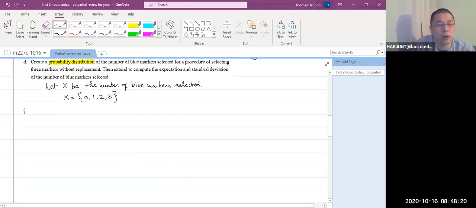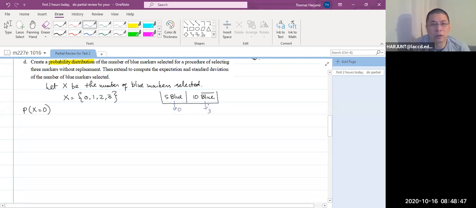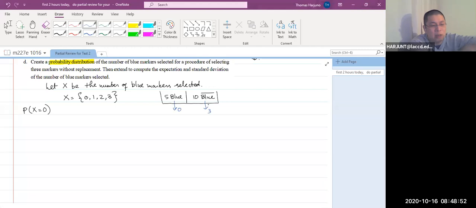The first one, what is the probability that X equals 0? You have 5 blue, and then 10 not blue. The probability that you get no blue means you select 0 from here, and there must be 3 from here. Why 3 from there? Because you are selecting 3 markers, right? If you are selecting 3 markers and they tell you that none of them is blue, then the other 3 must be not blue.